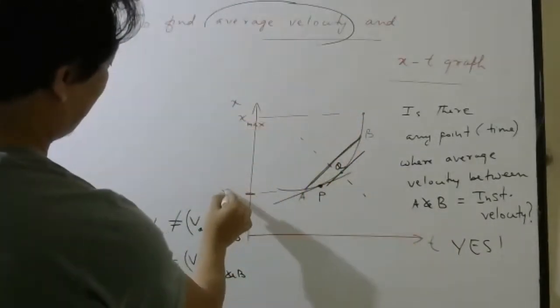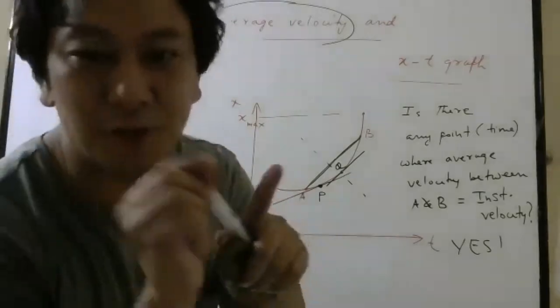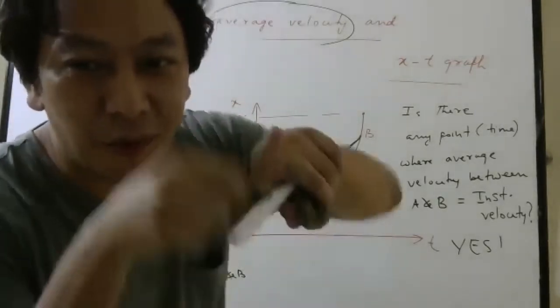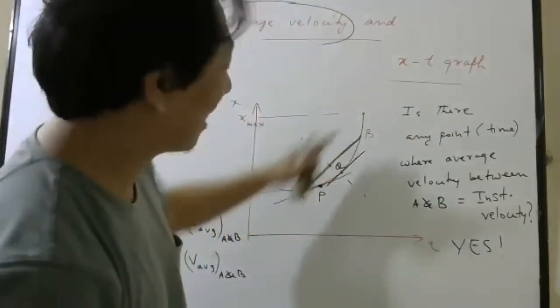No need to think in terms of maximum and minimum. Just search for one point. I'm saying just search for one point, draw a tangent and check which tangent is parallel to this line. That's it.